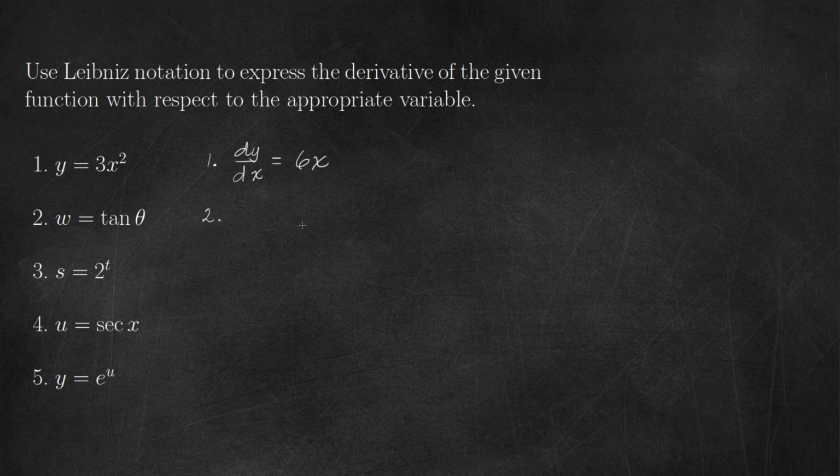Number 2, w equals tan theta. W is my dependent variable, theta is my independent variable, so my derivative, or my slope, is going to be described as dw d theta. And the derivative of tan theta with respect to theta is secant squared theta.